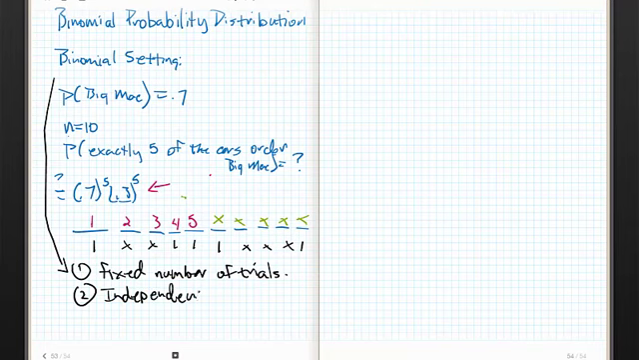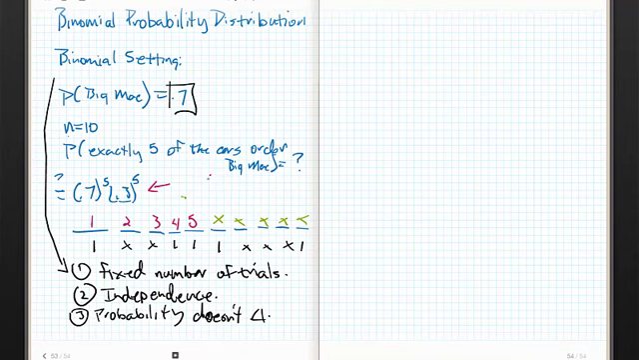Independence between the trials. In other words, in this particular problem, the probability of any car ordering a Big Mac is not changed given another car ordering a Big Mac. Number 3 is that the probability cannot change. So the probability doesn't change. In this case, it's always 0.7.